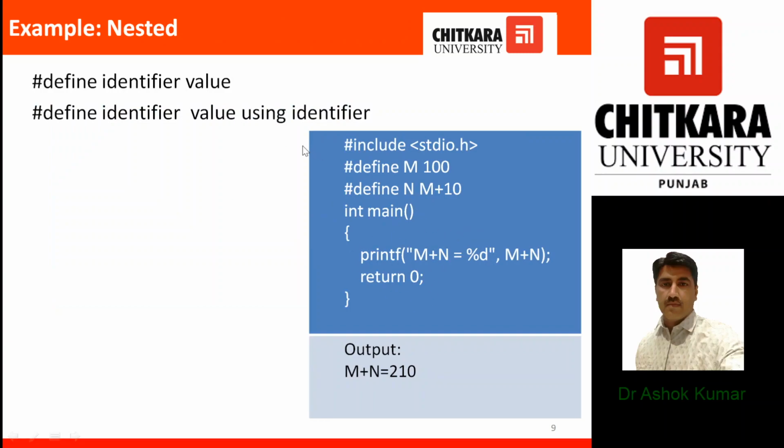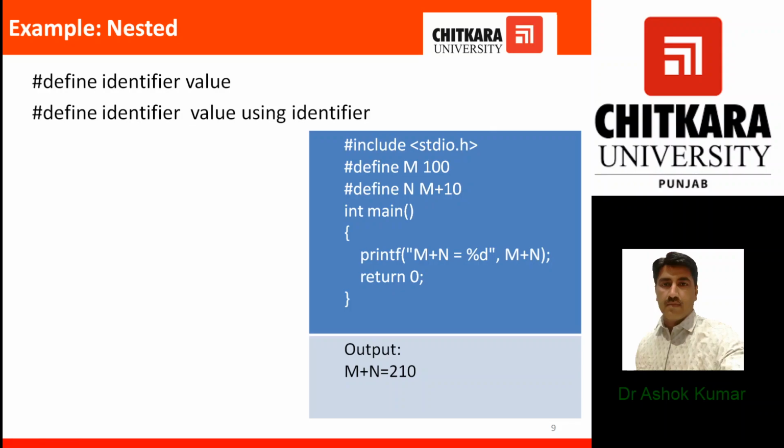So the next is, if you define literals or named constants, symbolic constants, you can nest them. In this example, we are discussing the nesting of identifiers. In the first line, we have defined the identifier m, its value is 100. In the next line, we have defined one identifier n, and its definition is m plus 10. So we are using this named constant in the definition of the other named constant. So this is basically a nesting of the identifiers.